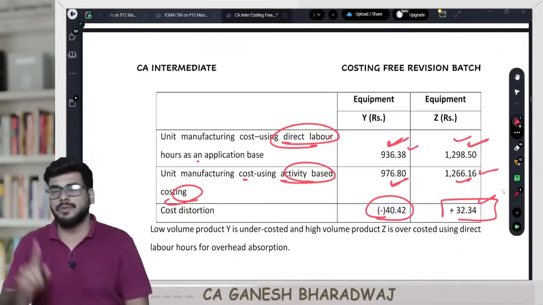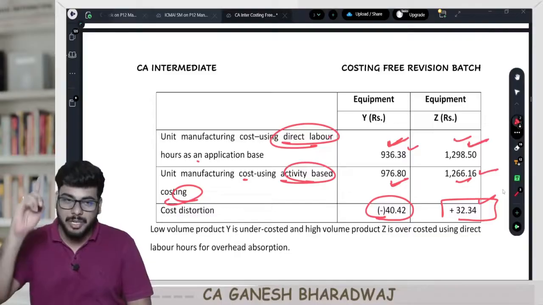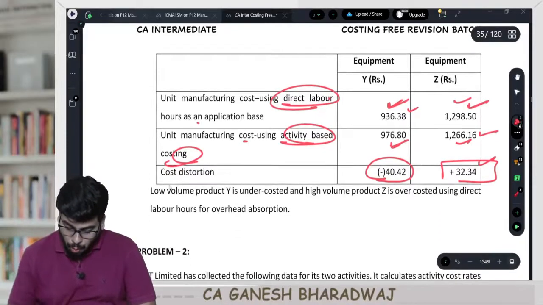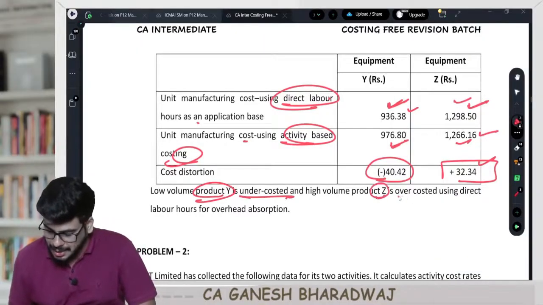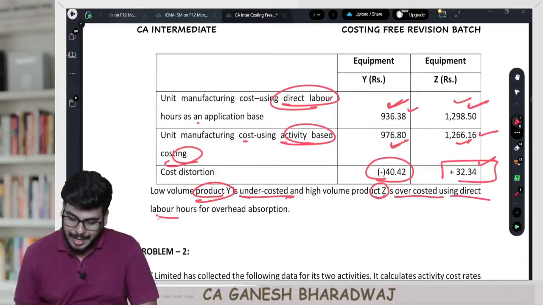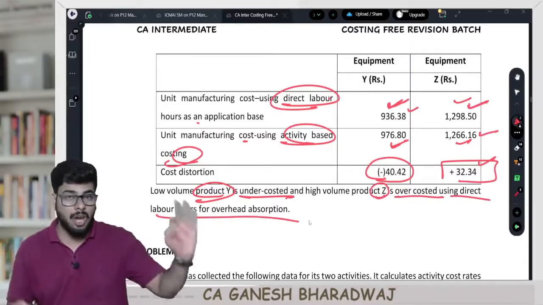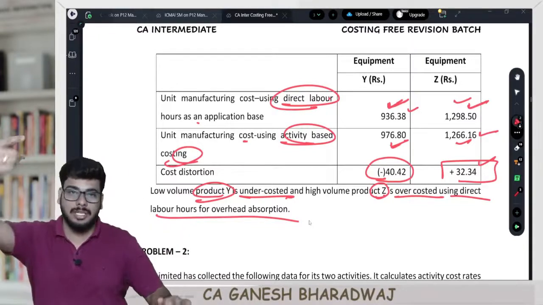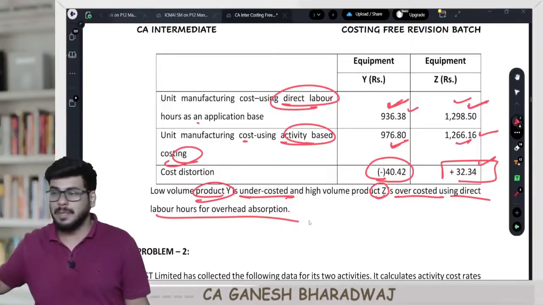Both undervaluing and overvaluing, that is both undercosting as well as overcosting, are bad. You need to use the right methodology of costing. So look at this. The low volume product Y is undercosted and the high volume product Z is overcosted using the direct labor hours for overhead absorption. A wrong methodology of absorbing your overheads will lead to a wrong selling price fixation, which will result in a huge failure of the business itself.